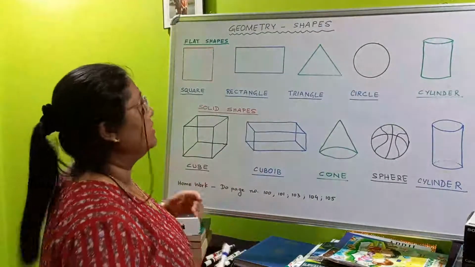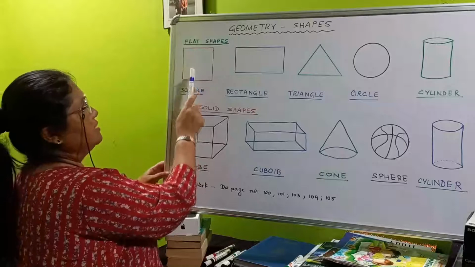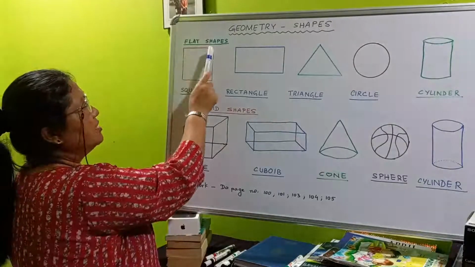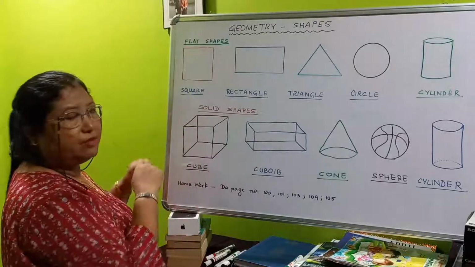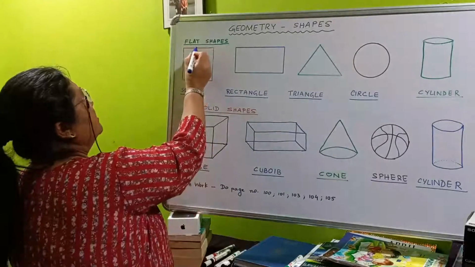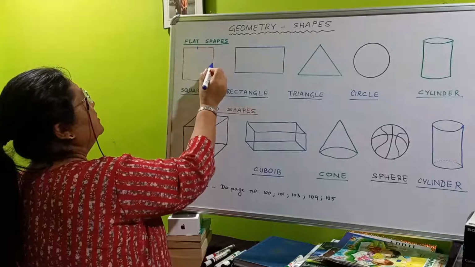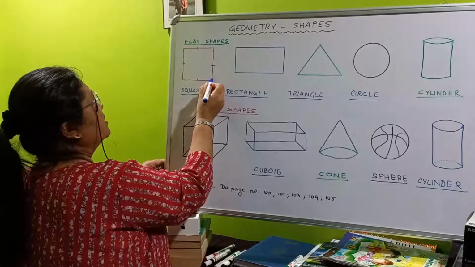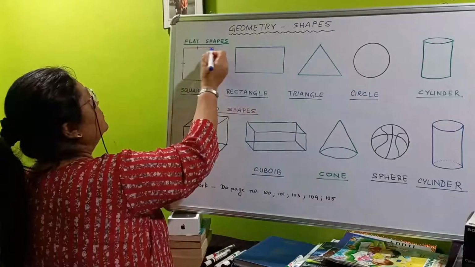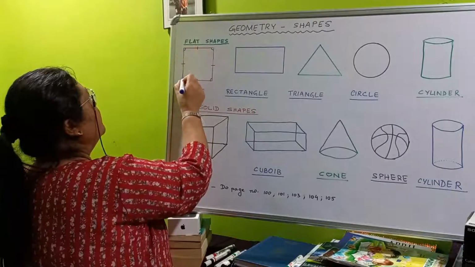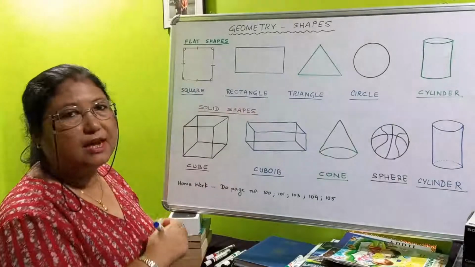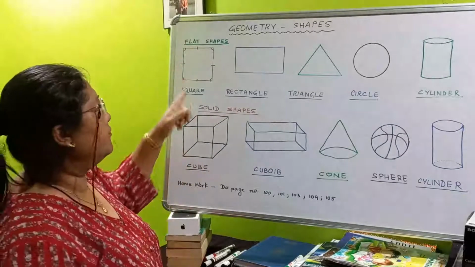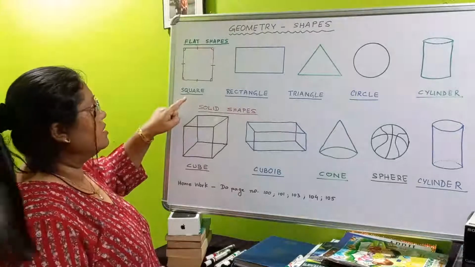Some revision. Now look here, this shape is called a square. Why is it called a square? Because all the sides are equal. Now how many sides does it have? 4 sides: 1, 2, 3, 4 sides and 4 corners. These are corners: 1, 2, 3, 4. It has 4 sides and 4 corners, and all the sides are equal. So this kind of shape is called a square.